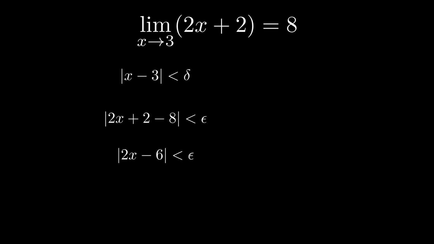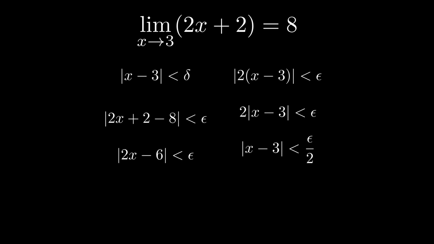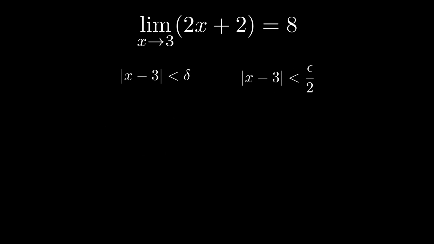We want the left sides of both inequalities to match. So let's factor out a 2 from the second inequality to get 2 times the absolute value of x minus 3 is less than epsilon. Since 2 is positive, we can factor it out of the absolute value. And then, dividing both sides by 2, we get the absolute value of x minus 3 is less than epsilon over 2. And now, since the absolute value of x minus 3 is less than delta, and it's less than epsilon over 2, we can say that delta is equal to epsilon over 2. And therefore, since we have a delta for every possible epsilon, we have proved the limit.